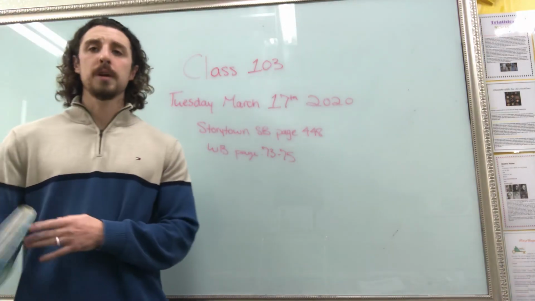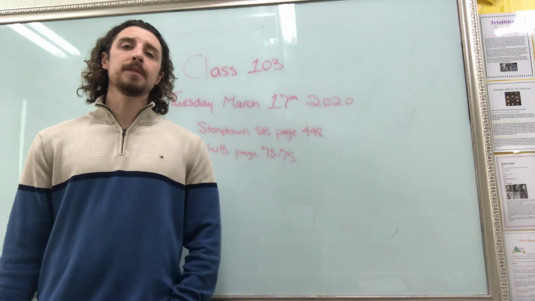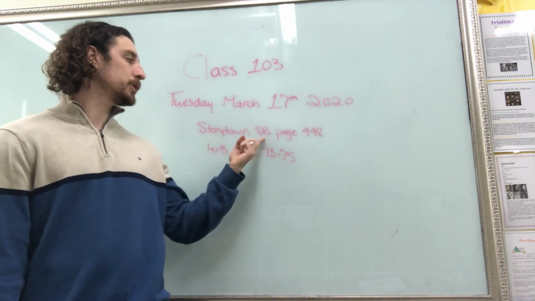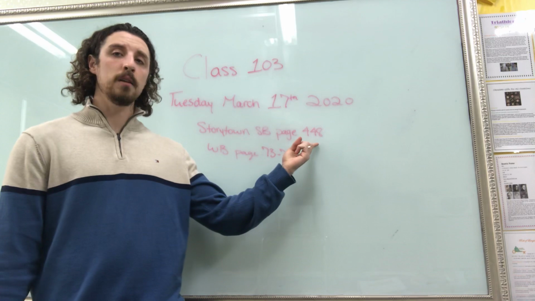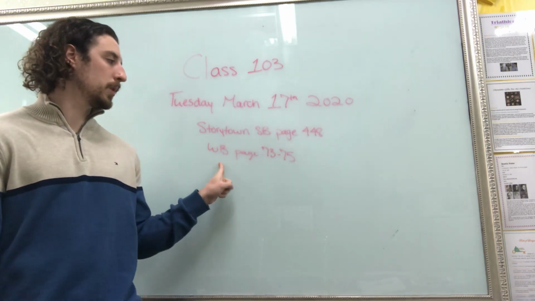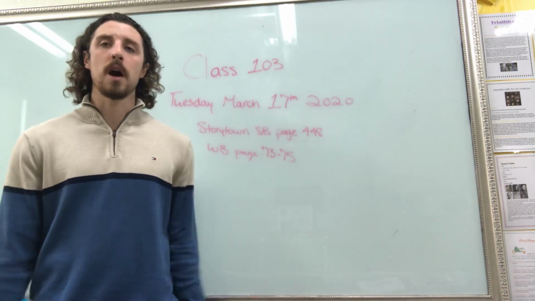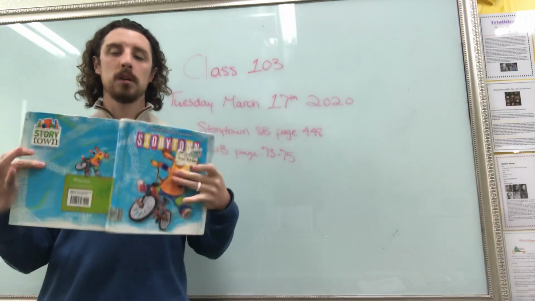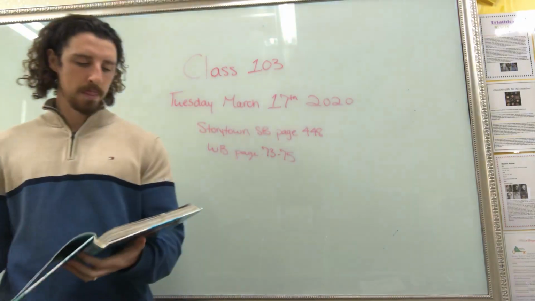Hello class 103. Today is Tuesday, March 17th, 2020, and today we're going to be starting with the Storytown Student Book, page 448, and then after we're going to move on to the workbook, pages 73 to 75. So pause the video while you open your workbooks, and let's get started, okay?